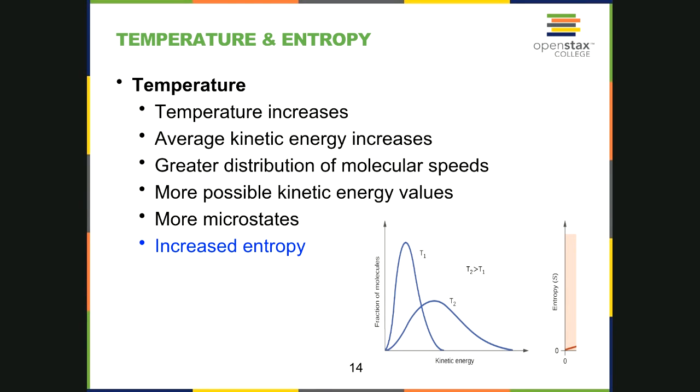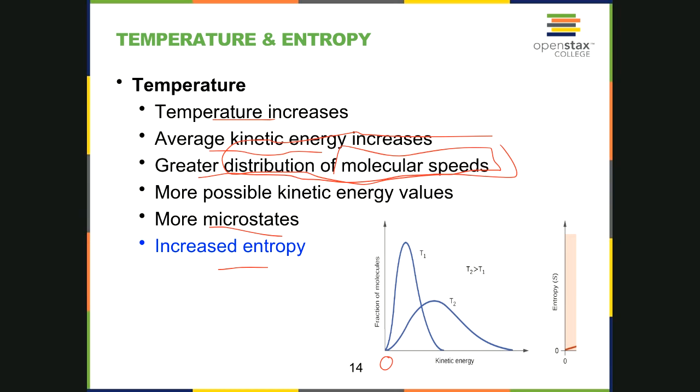Temperature. If the temperature increases, the average kinetic energy is going to increase. And this is going to give you more possible molecular speeds, which is going to be more microstates and increased entropy. But let's look back over here as to how that increases the number of speeds. We've got a graph here, and on the left side is 0 energy.